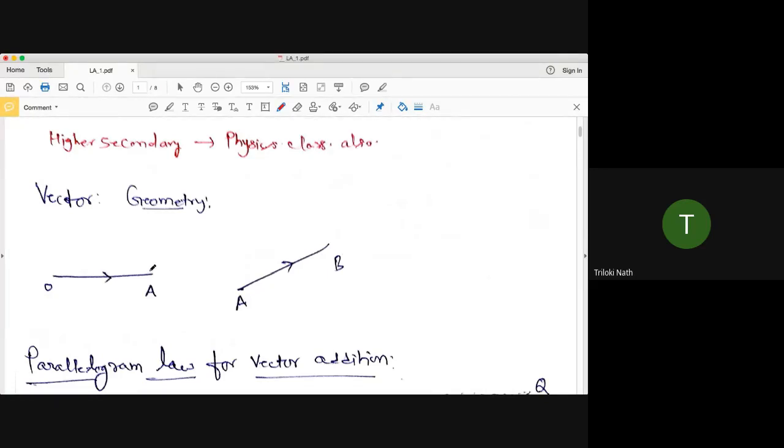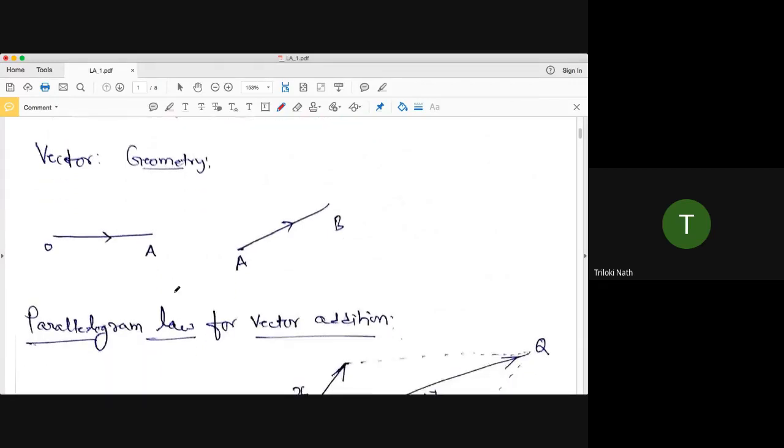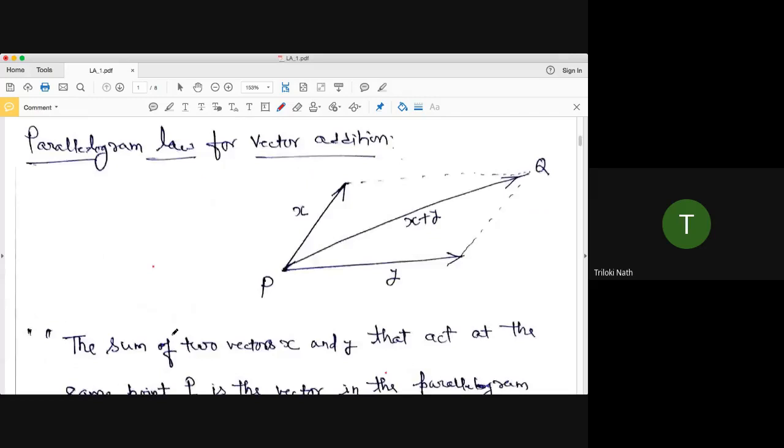You have already studied this in your 12th class, in physics at least. So how to add two vectors? For example, someone goes 5 km east, then 5 km north. Then what is the total distance you covered, from the initial position to the final position, and what is the magnitude? That is the concept of vector addition. So how to add two vectors? That is called the law of parallelogram, right?